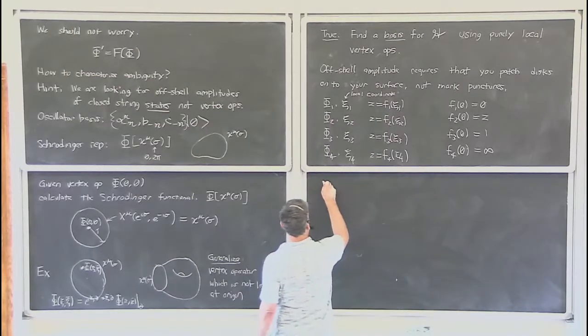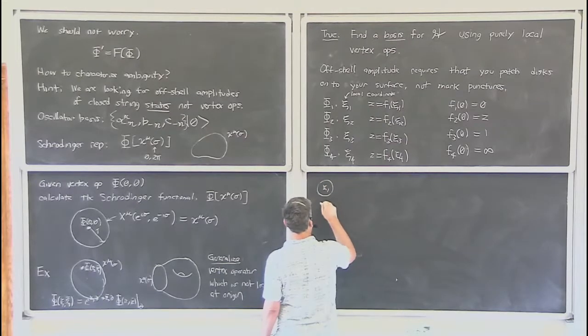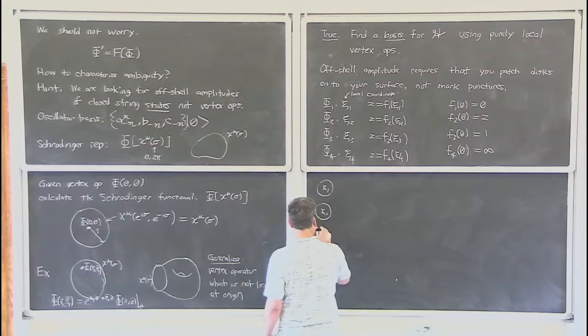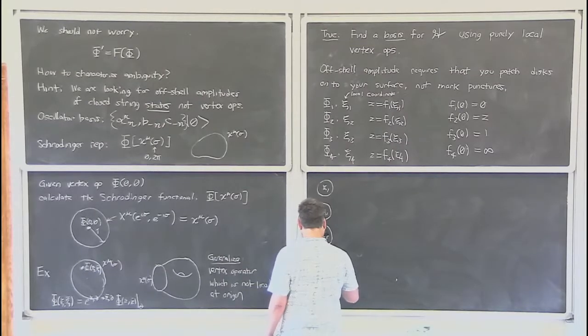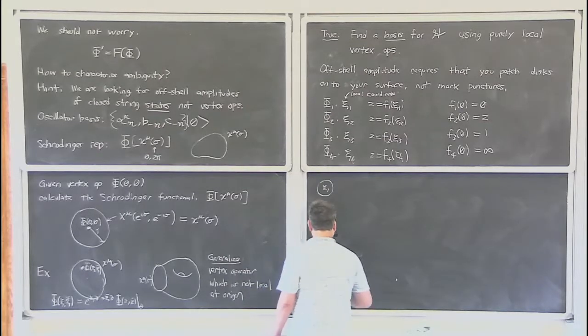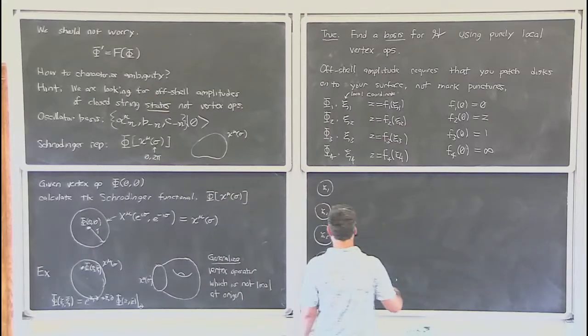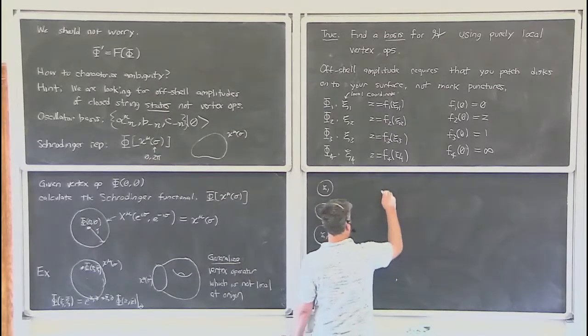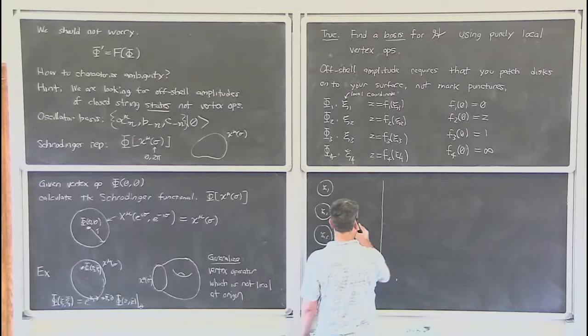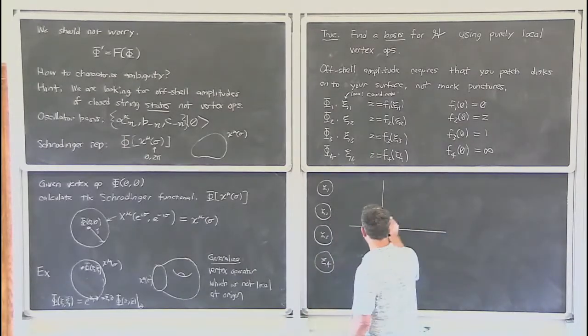So we have our 4 disks. So we have xi1, xi2, xi3, and xi4. Okay, and then these local coordinate maps take these disks into disks in the complex plane.